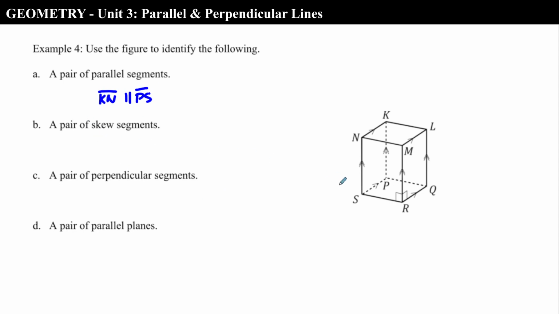A pair of skew segments. Well, we just pick one off of this side and one off of this side that are going in opposite directions. So how about LM, which is here, and we do RS, which is, well, we could do one down here as well. So how about LM and RS?